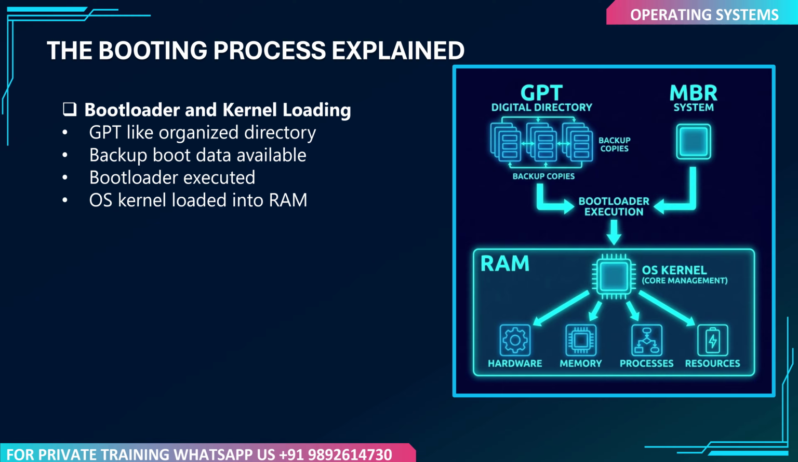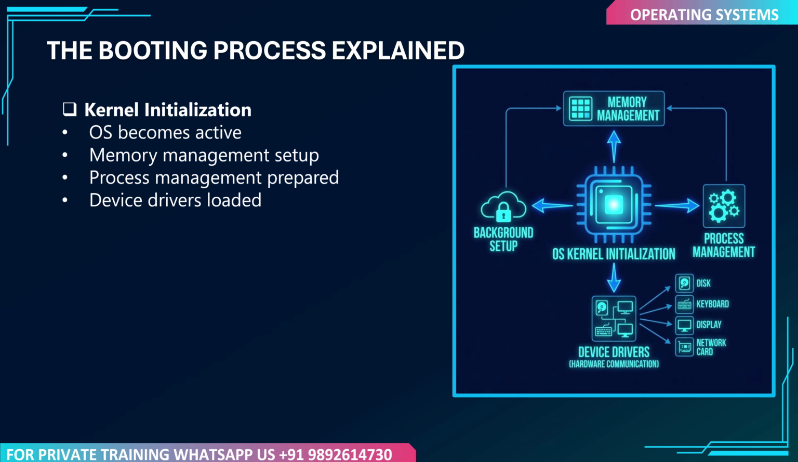The kernel is the core of the operating system. As discussed earlier in this module, it is responsible for managing hardware, memory, processes, and system resources. After the kernel is loaded, the operating system officially comes to life. The kernel starts initializing key components. It sets up memory management so programs can be loaded safely.